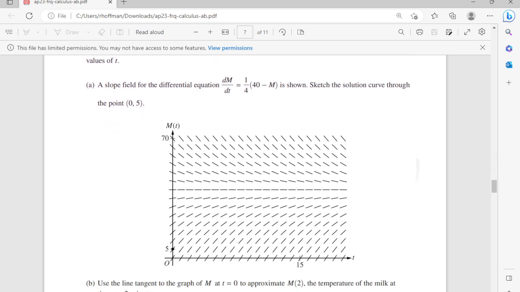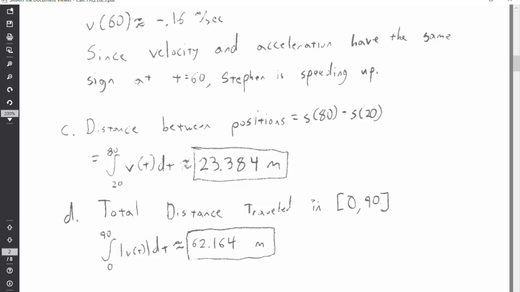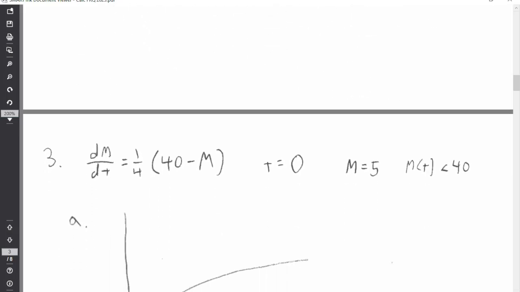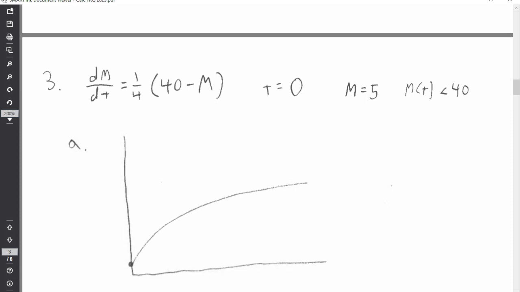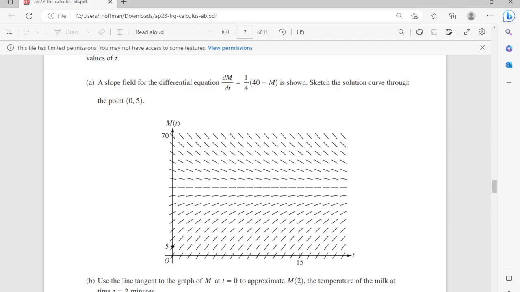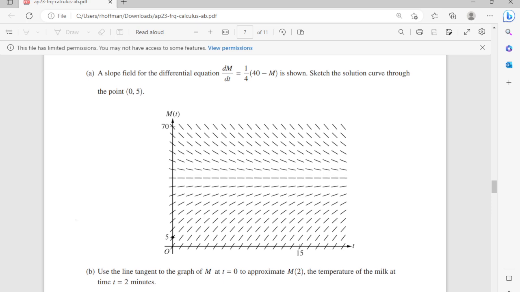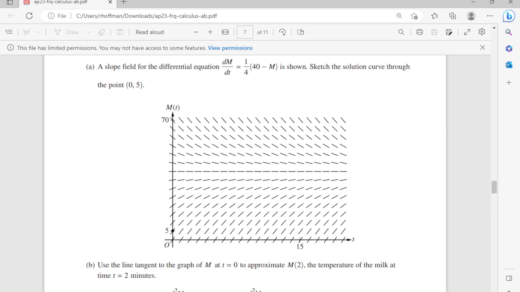So first off, we sketch the solution curve. The solution curve should look something like this. We're also given when T is 0, the temperature is 5. So when T is 0, M is 5. So that's going to come in handy in the next part of the question. But this is what the solution curve should look like in A. Then in B, it talks about using the line tangent to the graph. So we want the tangent line.